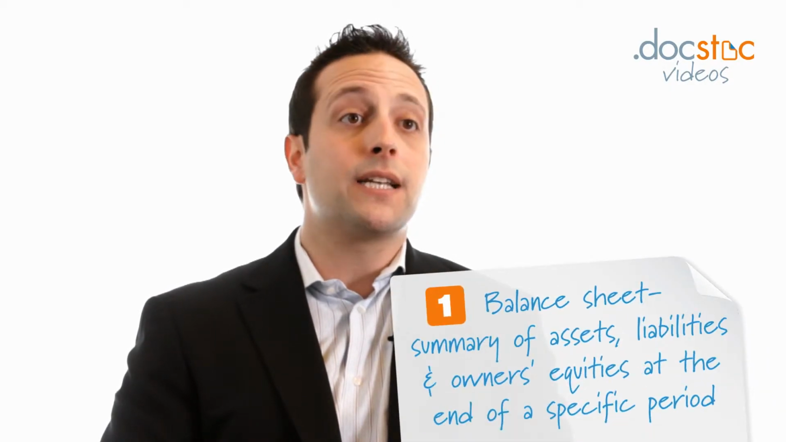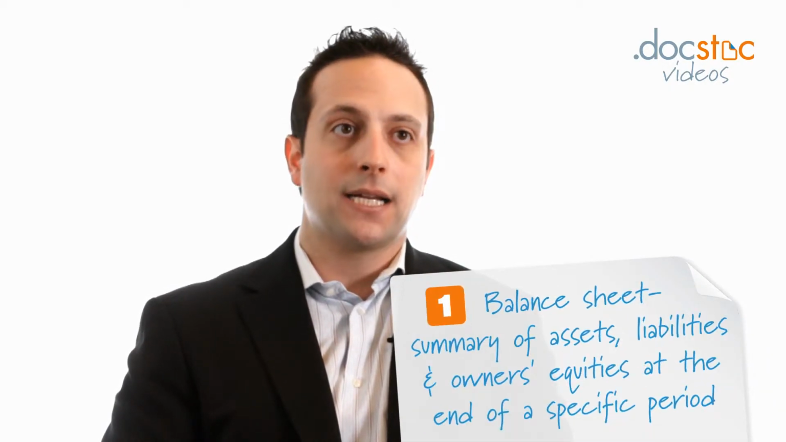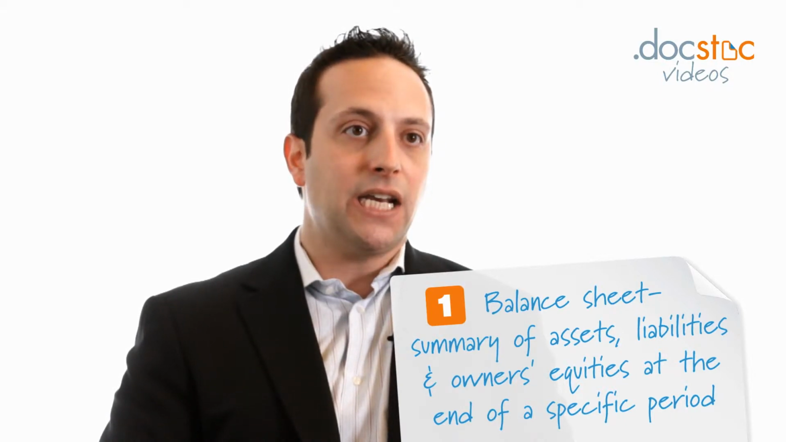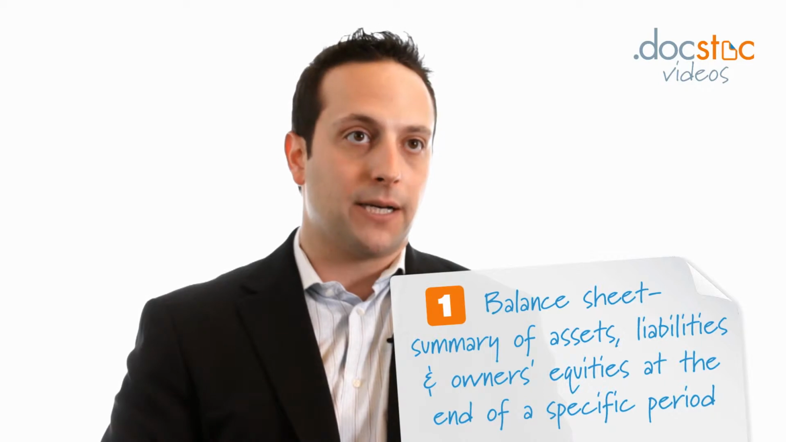The balance sheet is a snapshot in time. We could think of the balance sheet as bookends. It's an immediate snapshot, and in this case, let's say it's at 11:59 and 59 seconds. At that moment in time, the balance sheet is going to represent a summary of the dollar amounts of assets, liabilities, and the owner's equity accounts at the end of a specific accounting period.